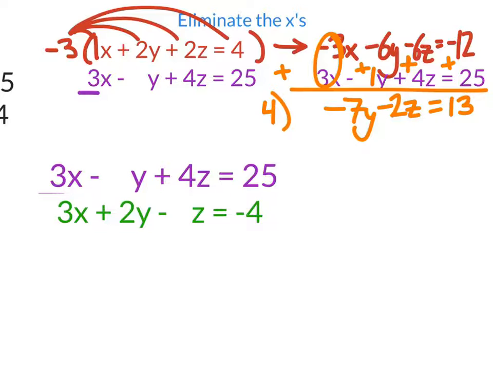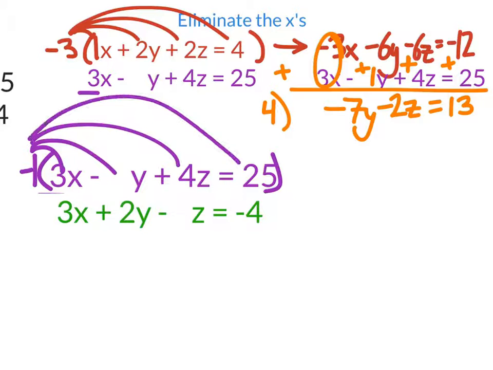The purple one, the coefficient of x is 3. The green equation, the coefficient of x is 3. They're the same, so I just need them to be opposites. What I'm going to do is multiply that top equation by negative 1. Now again, just like we did in that last one, we're distributing it to all the coefficients and the answer there. And the coefficient of y right now is already a negative 1, so it's going to change.